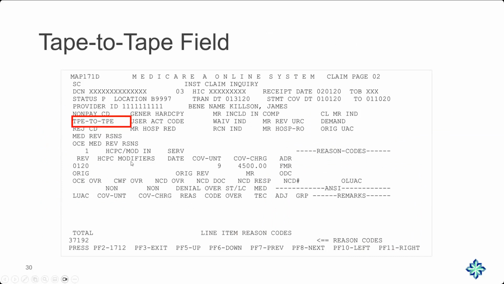So from claim page 2, which is your page where you have all your charges, hit F2 or F11 twice to get to this screen, and then you'll be able to see that tape to tape field. If it's blank, like in this example we have, there's nothing there. So yes, this claim did post to the patient's master record. You would have to do an adjustment, or if it was denied, you'd have to do an appeal. I hope that helps.